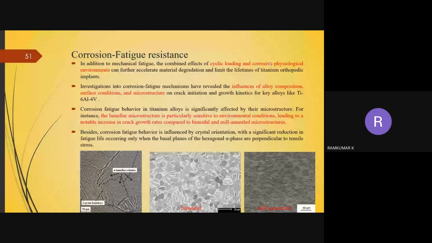Here you can see the combined effects of cyclic loading and corrosive physiological environments can further accelerate material degradation, which will reduce the lifetime of the orthopedic implants. So here also the influence of alloy composition, surface condition, and microstructure plays a major role. For example, the corrosive fatigue behavior in titanium is significantly affected by its microstructure. The lamellar microstructure is sensitive to environmental conditions, leading to a notable increase in crack growth rates compared to the bimodal and millennial microstructures.